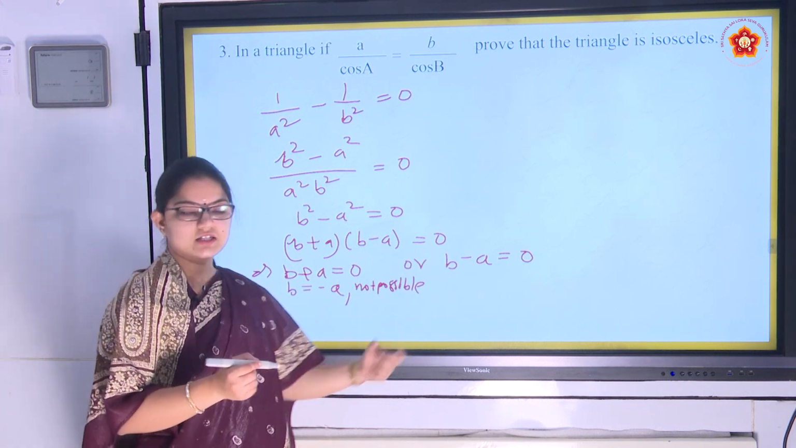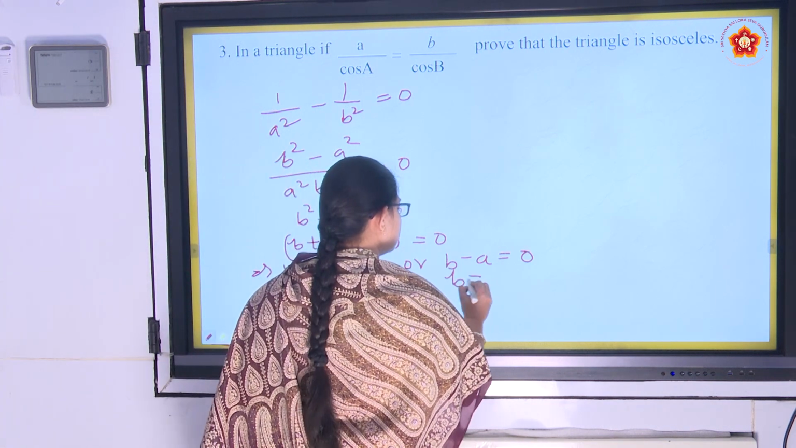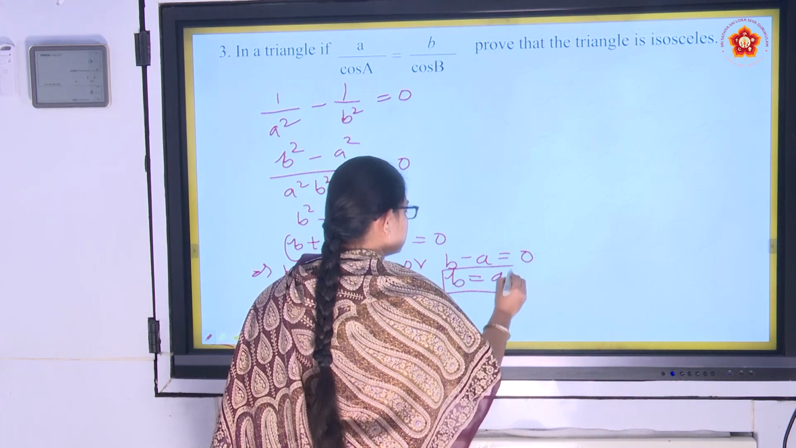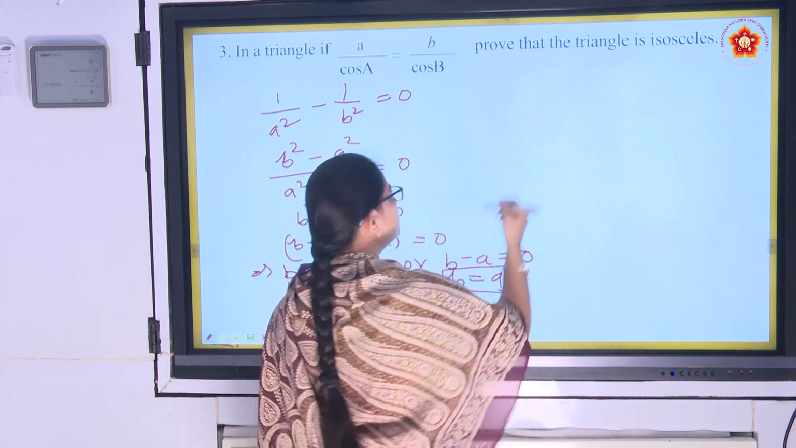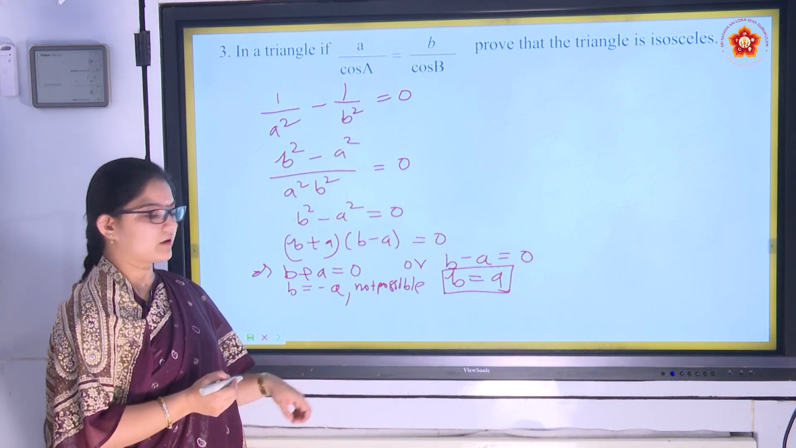So we have the other case, that is B minus A is equal to 0. That is B is equal to A. That is, sides A and B are equal. This implies the given triangle is an isosceles triangle.